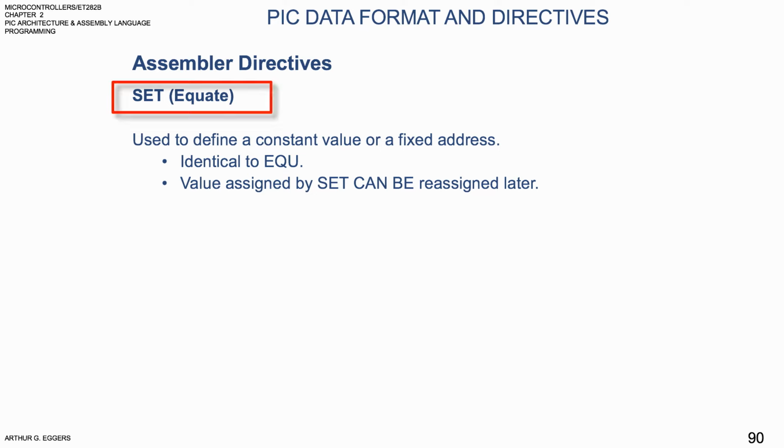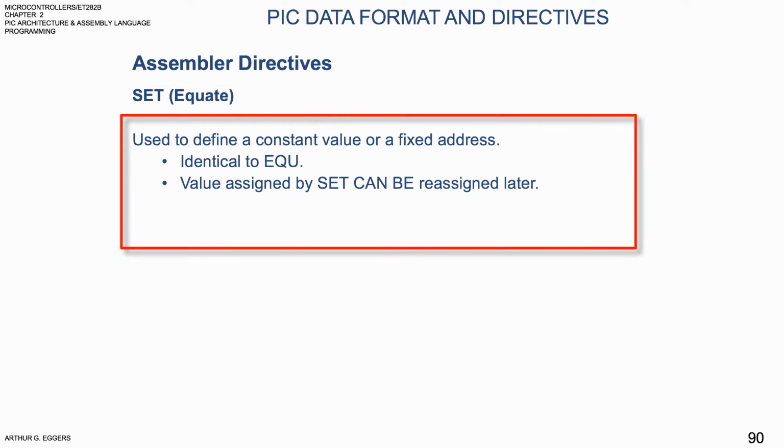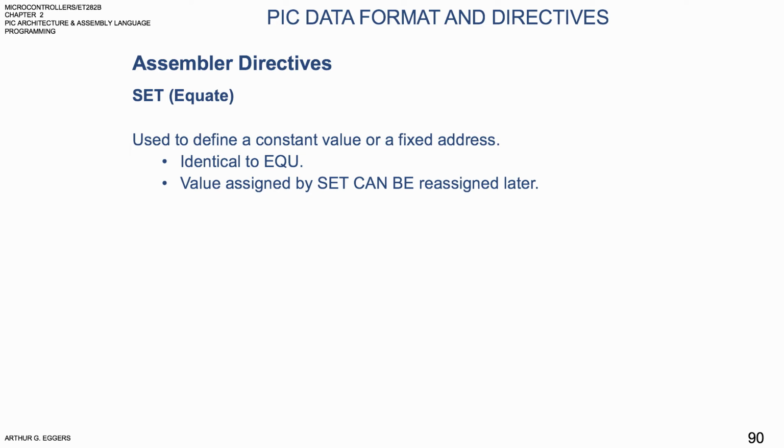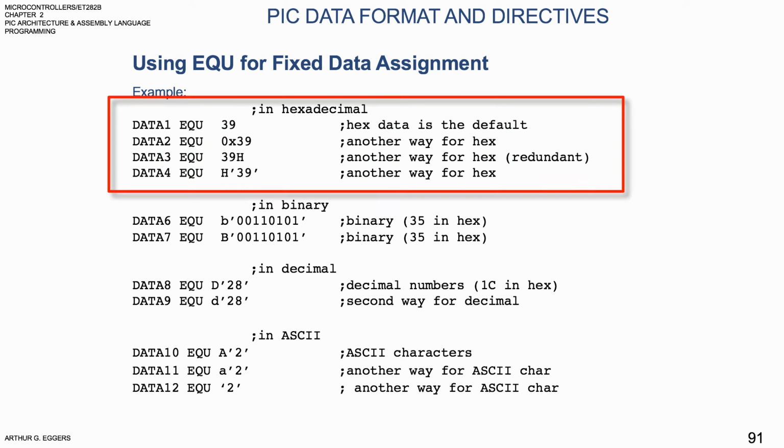SET is a directive used to define a constant value or a fixed address. In this regard, the SET and EQU directives are identical. The only difference is the value assigned by the SET directive may be reassigned later. To get more practice using the EQU to assign fixed values, let's take a look at the following example.